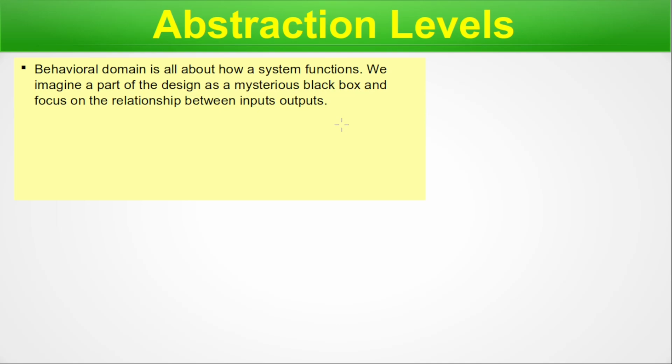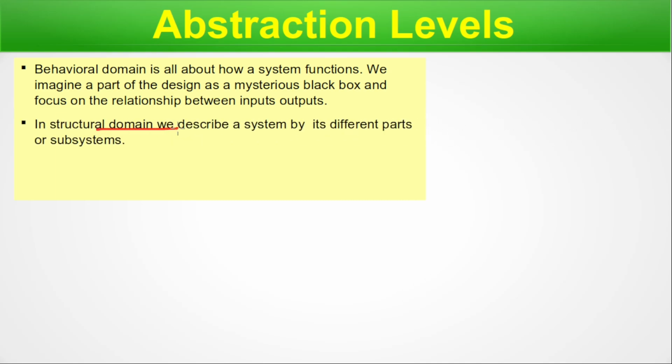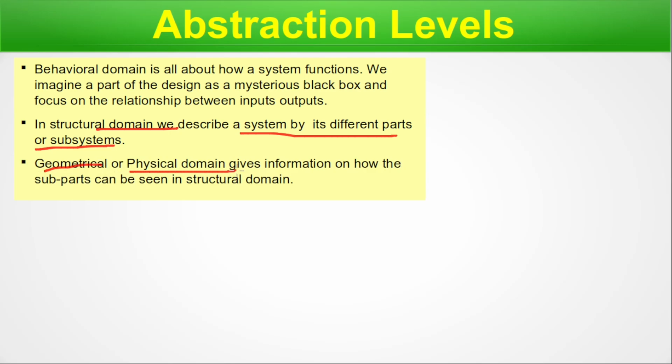We have each and every block or sub-block of a design, right? That we think of as a black box. It has a set of inputs and a set of outputs, and that is how it meets our expectation as a designer. In the structural domain, we describe a system by its different parts and subsystems, as I have shown in the V-curve infographics. The geometrical or physical domain gives information on how the sub-parts can be seen in a structural domain.